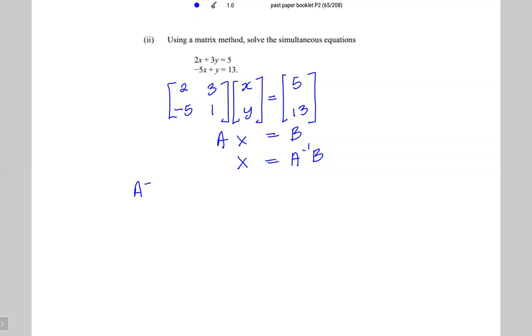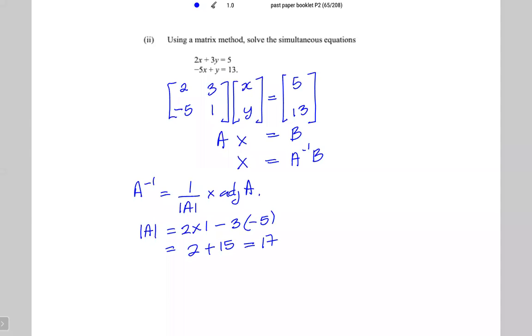Now A inverse is equal to 1 over the determinant of A times adjoint A. Now the determinant of A is 2 times 1 minus 3 times minus 5. So this is 2 plus 15, and so we get 17. All right, and so A inverse would be equal to 1 over the determinant, which is 17, times adjoint A.